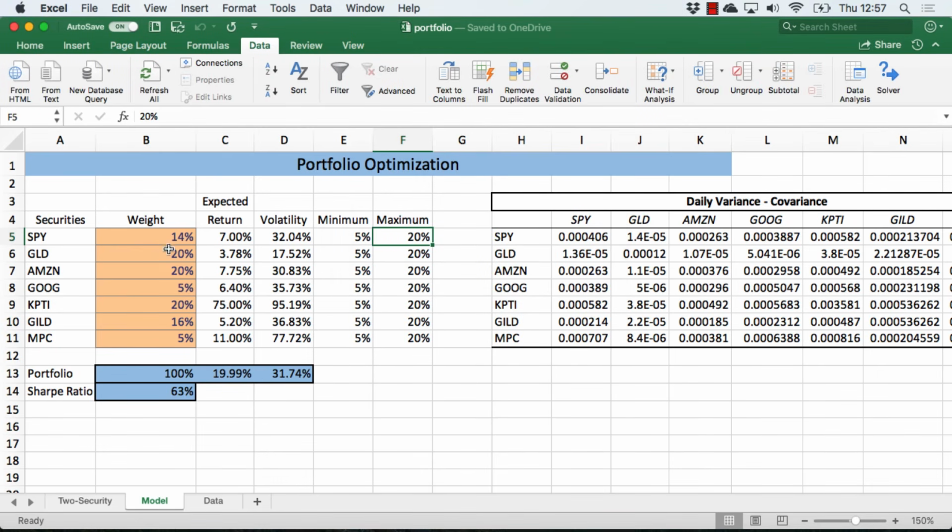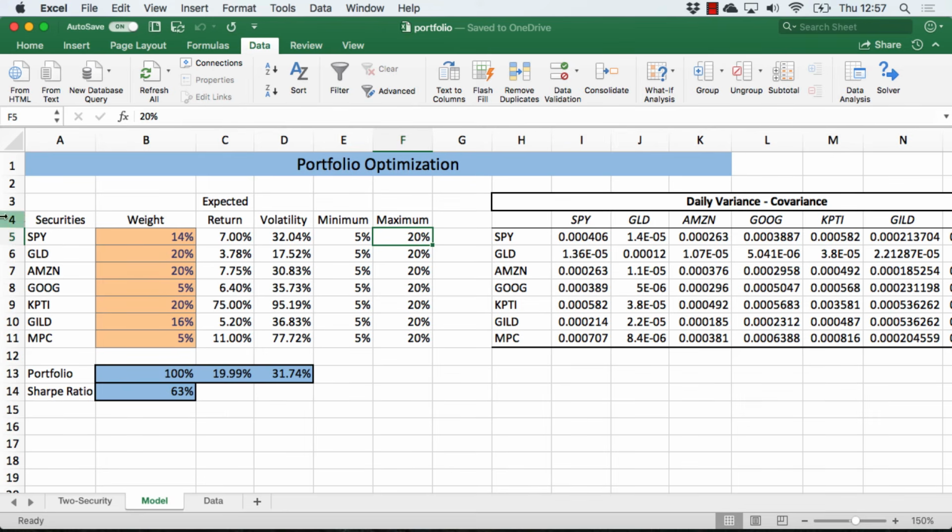So there are our optimal security mixes here. Interestingly, the highest expected return also has that high Sharpe ratio profile, so it is asking us to invest maximally in that security. Overall, we can see that the expected return is 20% with an expected volatility of almost 32%. And our Sharpe ratio is quite a bit higher than it was when I started off.